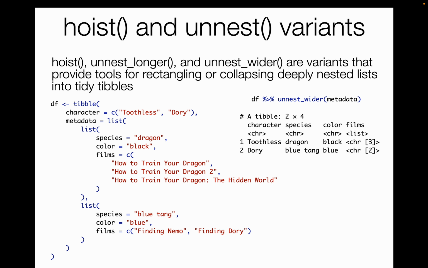So hoist, unnest longer, and unnest wider are variants that provide tools for rectangling, or collapsing deeply nested lists into tidy tibbles. I'm not going to go over too much what hoist and unnest do because we're not really going to use them much. If I want you to use any data set that has what's called a list column, I will just unnest it myself, unless I want you to do something specific with it. So I'm going to skip over these. They're powerful, but it's just not something that we're going to have to worry about very much in this class. But I do give you some examples of what that might look like here.